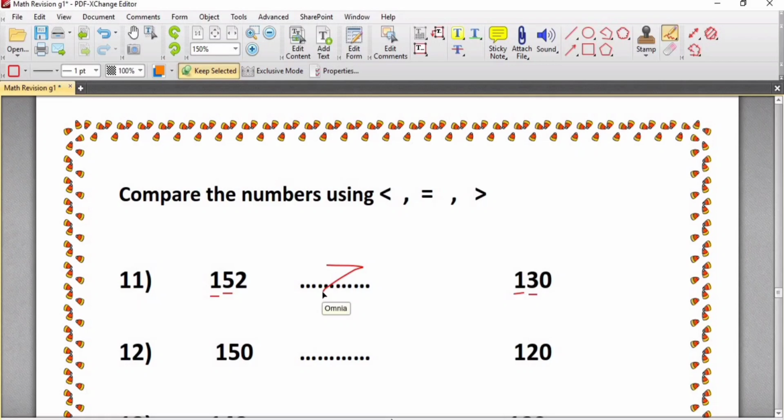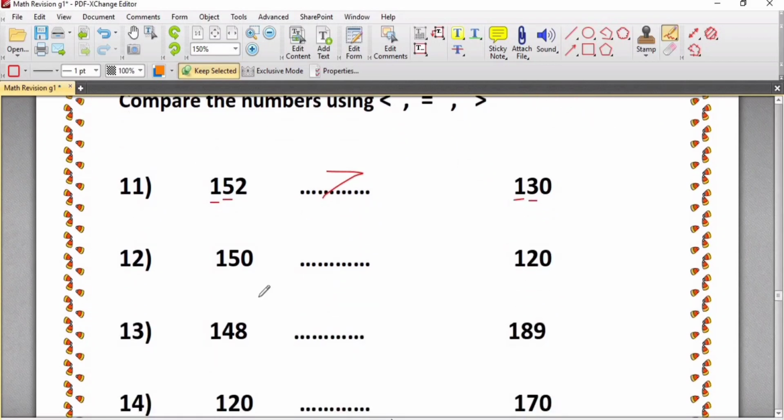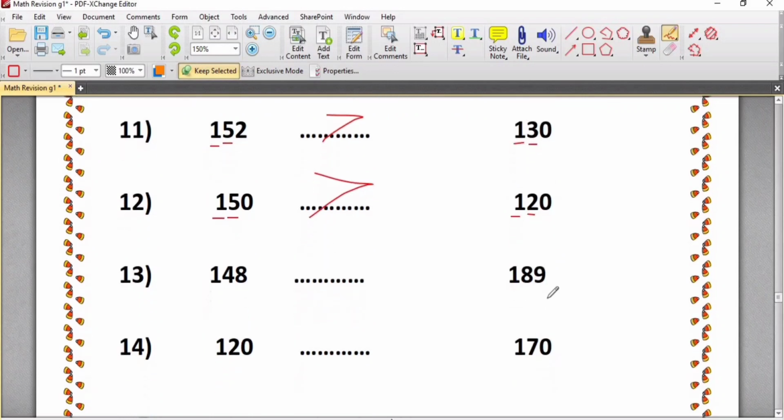Okay? Super. Now let's see the next one. On the left side we have 150. On the right we have 120. So what do you think? Which is bigger? 150 or 120? Great job. I can hear one of you tell me 150. Super. And if you want to be sure, let's see. Here we have 1, 1, 5, 2. So 5 is greater than 2. Super. Let's see the next.